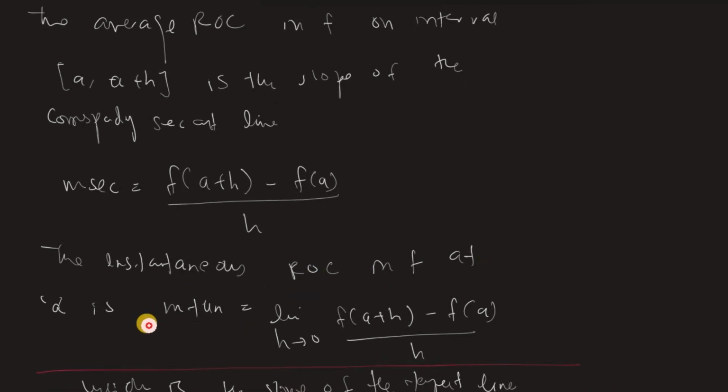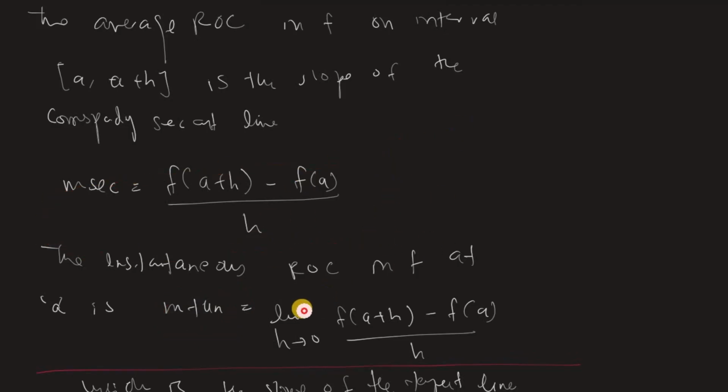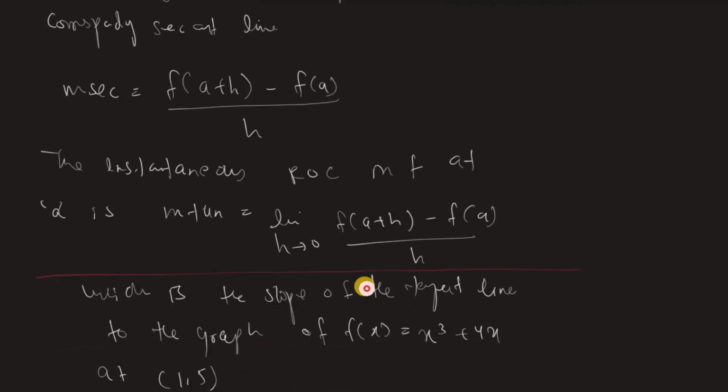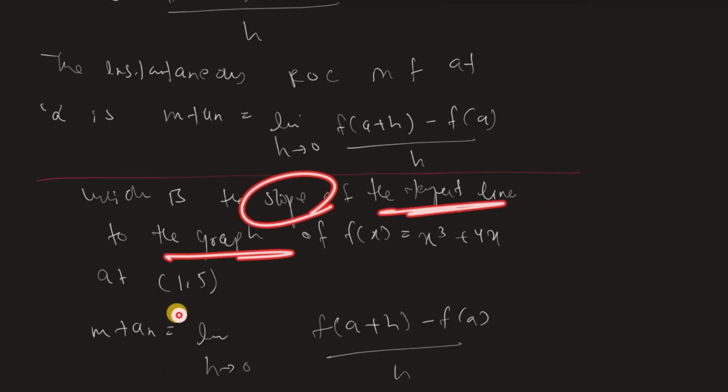The instantaneous rate of change at a is, again, if this is the slope of the secant line and we want to find the instantaneous rate, then we have to find the limit of this as h approaches 0. That is going to be the slope of the tangent line to the graph.